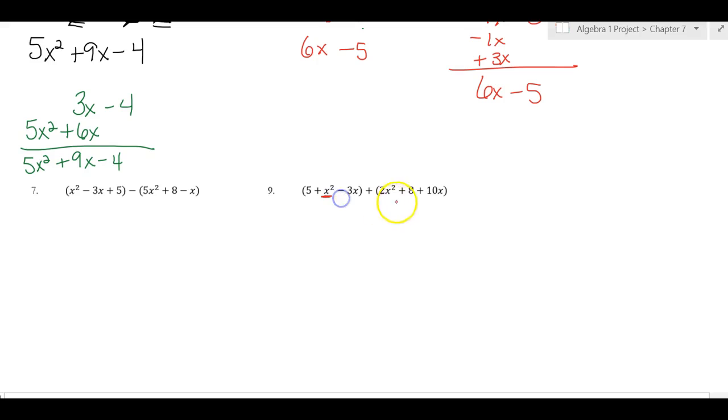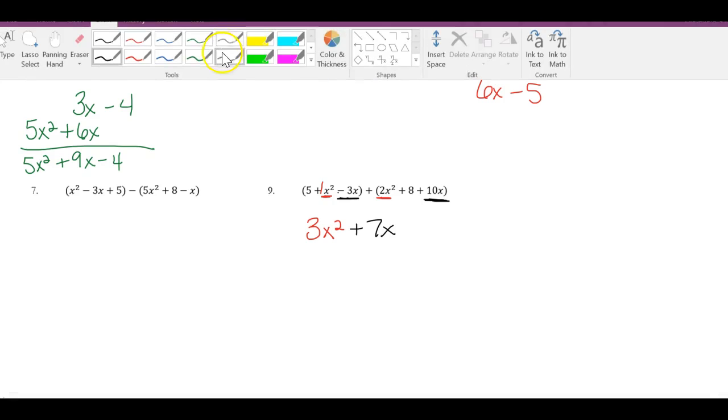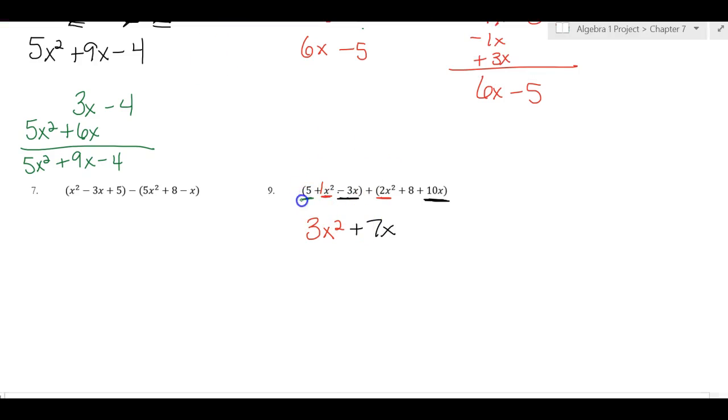Okay, so if I look, I have an x squared here and a 2x squared. You have to remember, since there's not a number there, there's actually a 1 there. And so 1x squared plus 2x squared is 3x squared. And instead of crossing off, I'm going to do different colors. And then I have a negative 3x and a positive 10x. Remember that negative 3. It's not just minus 3, it's a negative 3. So negative 3 plus 10 is a positive 7x. And then I have my numbers, 5 and 8. And 5 plus 8 is 13.